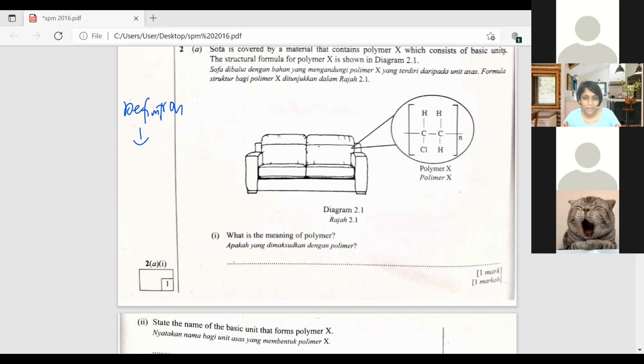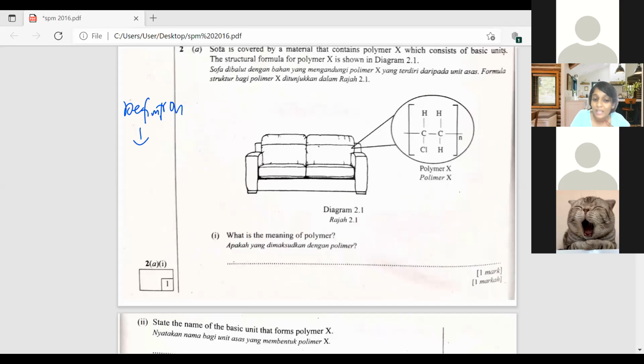Anyone else who wants to help Caroline? Bhavi? Mine is a polymer is a combination of many basic units called monomers. Okay, so she got the front part, you got the back part. We combine them together, we'll get one whole one. So you copy my answer down.